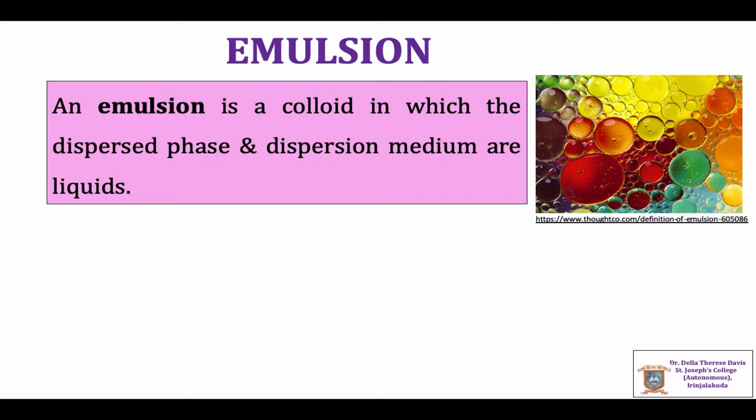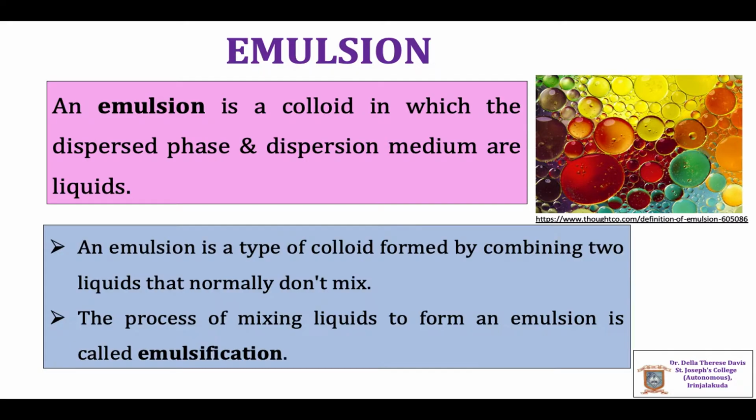An emulsion is a colloid in which both the dispersed phase and the dispersion medium are liquids. That is, it is a liquid in liquid colloid. The process of mixing the two liquids to form an emulsion is called emulsification. And this is possible by shaking the two liquids which are normally immiscible.